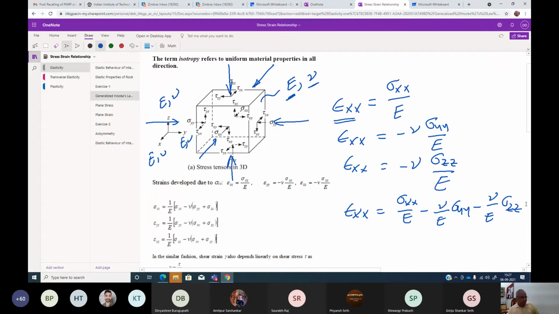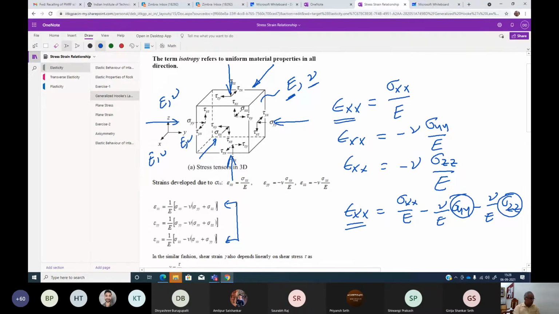In other words, normal strain in x direction also now depends on normal stresses in the perpendicular two directions, plus its elastic properties. That will be depending on that. Similarly, I can write epsilon yy and epsilon zz, and that's what is written here. So see, epsilon xx we can write it like that, and epsilon yy, epsilon zz we can write in this form.